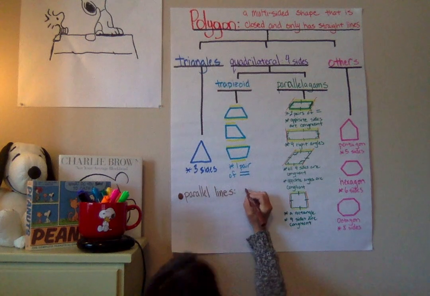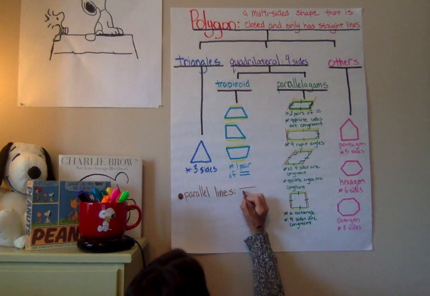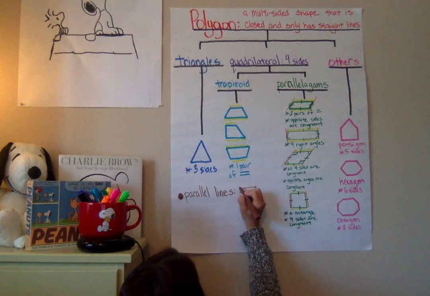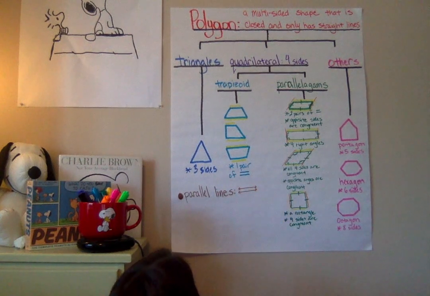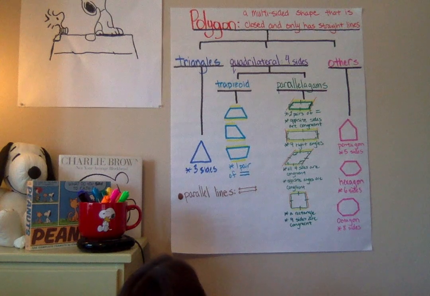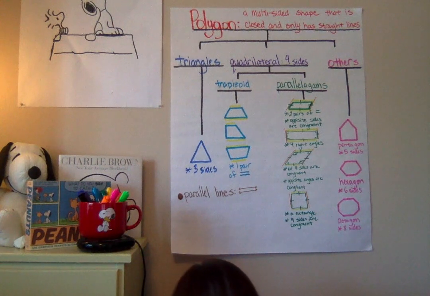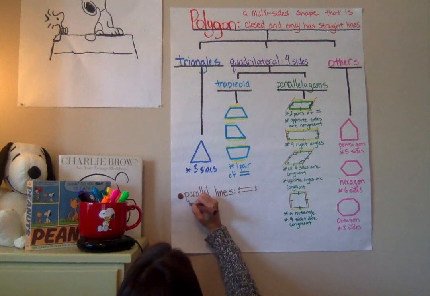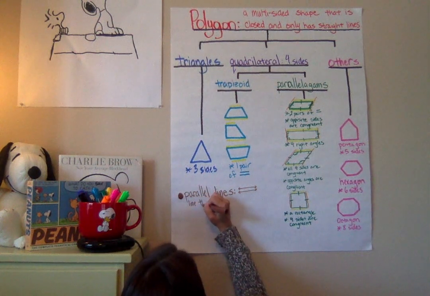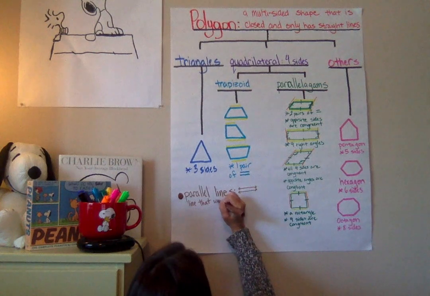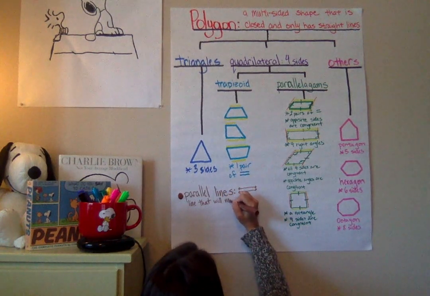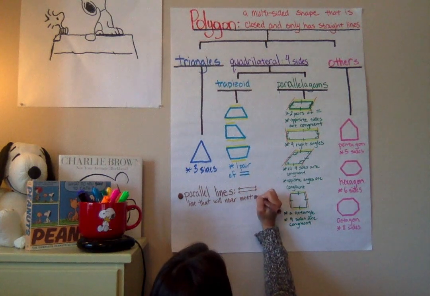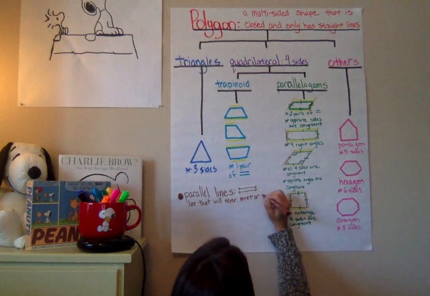Okay, so parallel lines look like this, right? They will never meet. They will never cross. Ever. Okay, so parallel lines are lines that will never meet or cross.